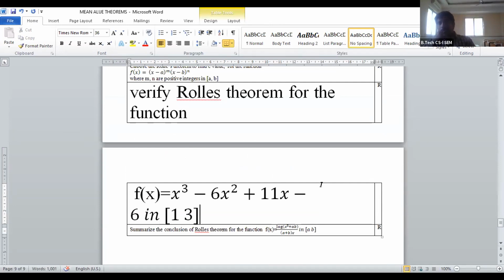Okay, have you copied? How many of you copied? Please raise your hands. Another question, last one: x cube minus 6x square plus 11x minus 6 in the interval 1, 3. Please raise your hands.